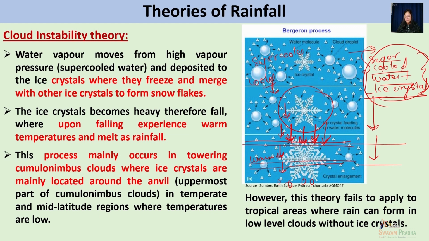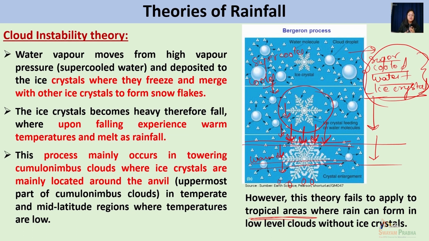It does not provide a plausible explanation for heavy rainfall in the tropical areas, where rain can form at very low altitudes with above sub-zero temperatures, where the temperatures are more than 0 degrees, and where the formation of ice crystals does not take place. Therefore, it does not provide an explanation for precipitation around the world, and it's limited to explaining regional or mid-latitudinal precipitation only.